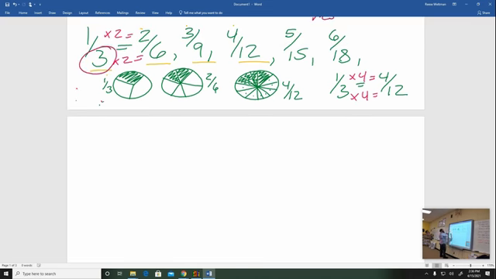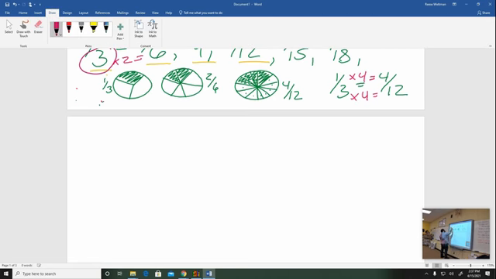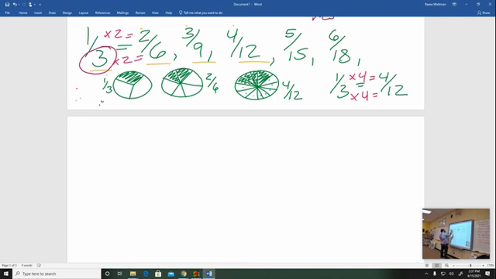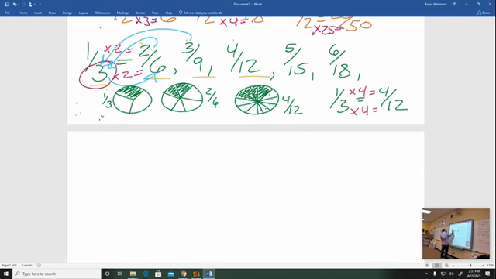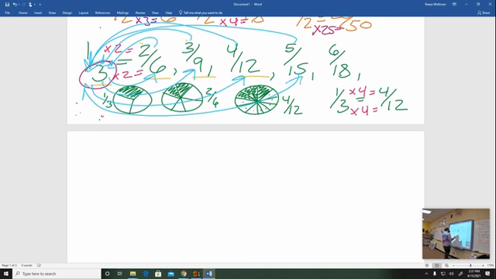Third is what we started with right here, that 3. So look what we have here. Use a different color to make this a little bit easier to see. 2 times 3 equals 6. 3 times 3 equals 9. 4 times 3 equals 12. 5 times 3, right, equals 15. I guess we should go that way, huh? 6 times 3 equals 18.